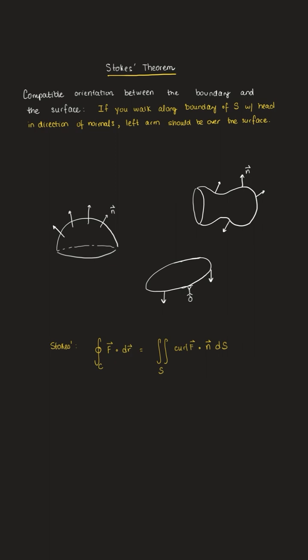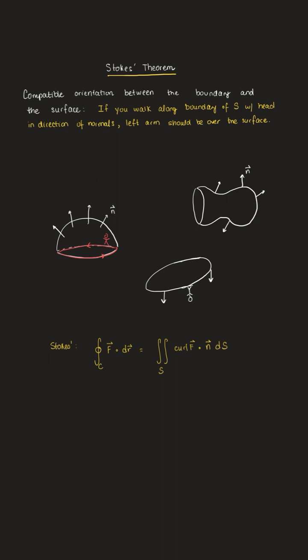So let's imagine with the first one that we are walking along the boundary of the hemisphere. Maybe I'm walking over here on the other side, and my head is pointing up in the direction of the normal. I want my left arm to point to the surface, which means that I should be walking in this direction. So in this case, we would orient this, this would be called a positive orientation, or orientation compatible with the orientation of the normal of the surface.